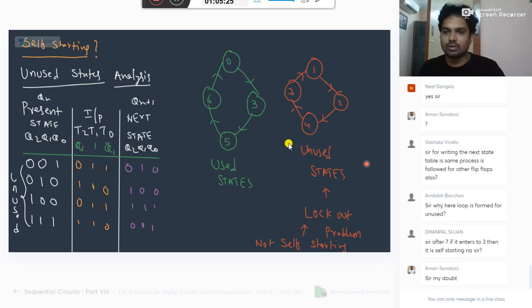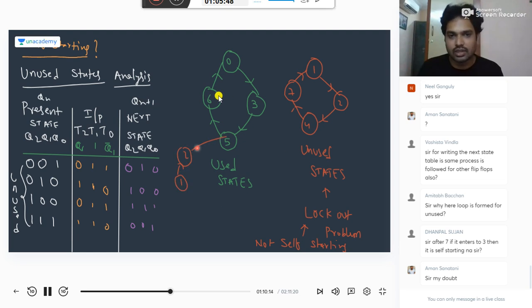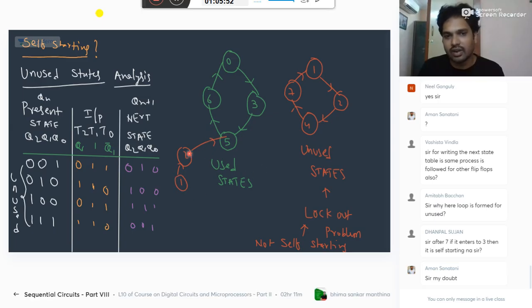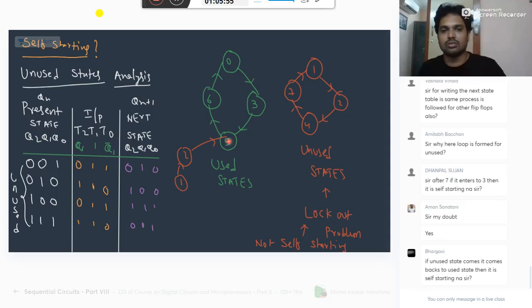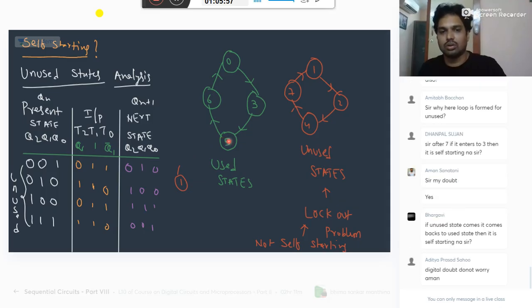There can be a situation. Wait, Aman, one by one I can answer. I cannot answer two questions at a time. Your doubt is there only. Don't worry about it. So there can be a situation when one unused state can come, then after it comes to unused state. But you are saying like this: 1 connects to state 2, 2 connects to state 5. Okay, this is no problem. By chance it enters here. Finally, it is coming now, self-starting on. Good.